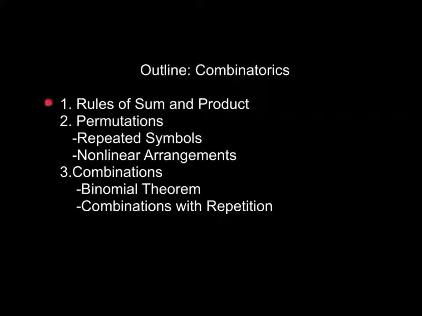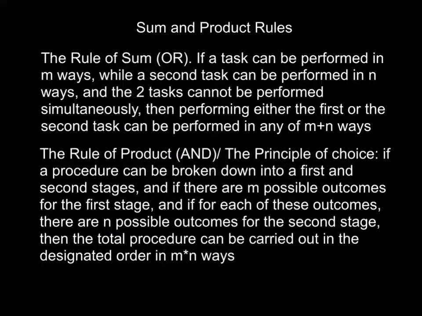Our first topic, rules of sum and product. First, the rule of sum. I associate this with the word or because of this or in the definition. If a task can be performed in m ways, while a second task can be performed in n ways, and the two tasks cannot be performed simultaneously, then performing either the first or the second task can be performed in any of m plus n ways.